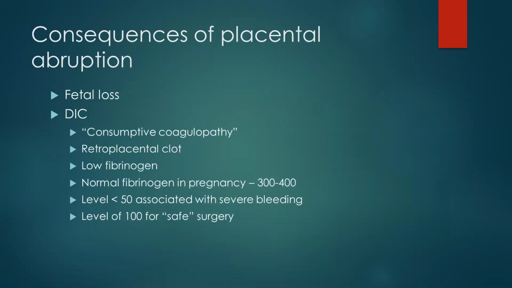Because of this, you can get labs, and keep in mind that fibrinogen levels in pregnant women tend to be already a little bit higher. So anything that is below 300, you should increase your index of suspicion that she might be going into DIC. And keep in mind that levels less than 50 are associated with severe bleeding, and for pregnant patients, you want a level above 100 if you're going to take this patient to surgery.